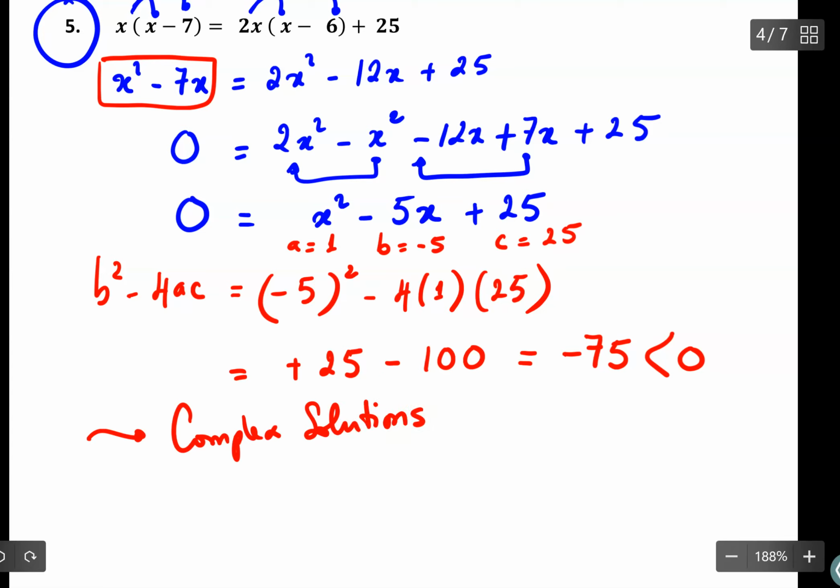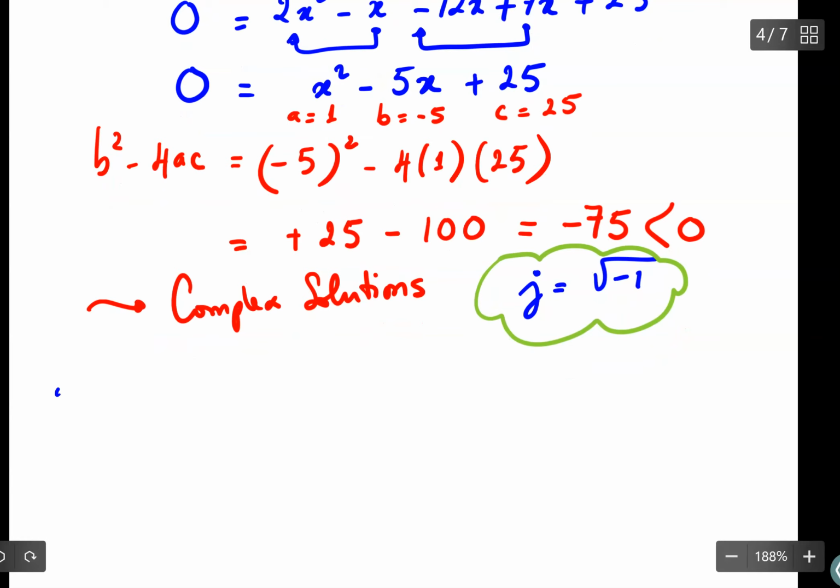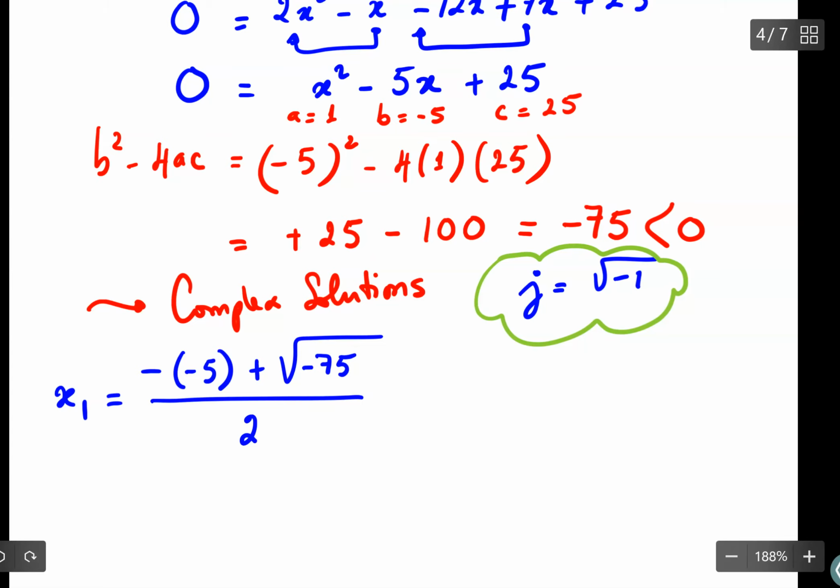Having complex solutions, I want to remind everyone that j equals the square root of minus 1. This is very important. We will apply this in solving for the solution of this quadratic equation. So now let's work with x1. x1 is minus of minus 5, plus the square root of negative 75, divided by 2 times 1, so in this case it's just 2.